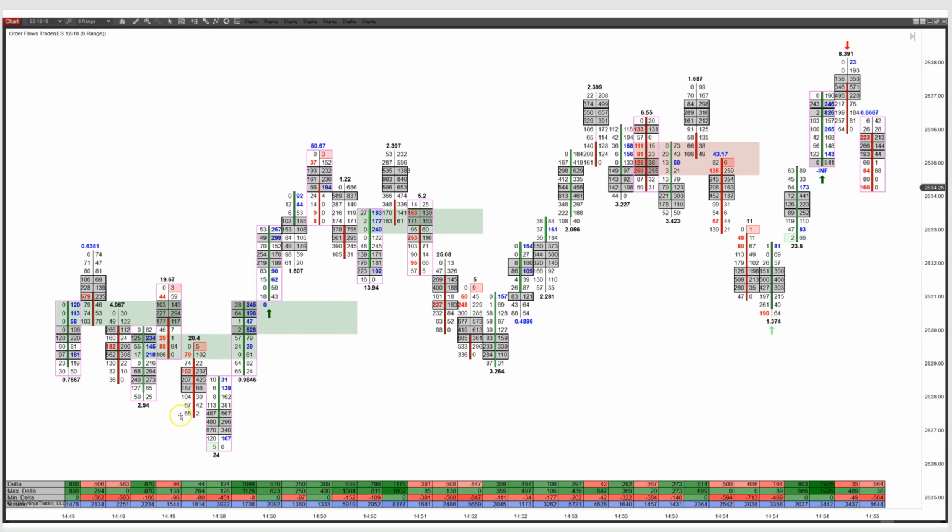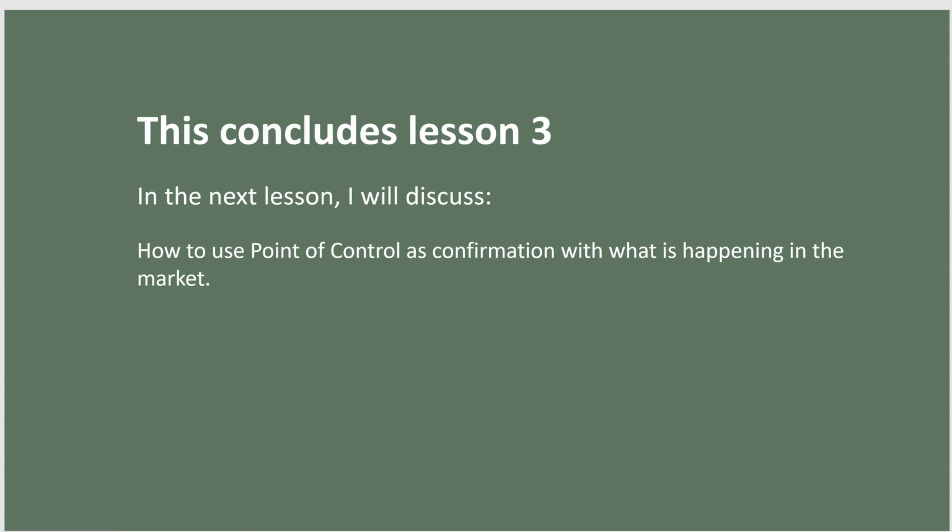To act on it. Not every bar is going to tell you something unique or special about the order flow. It's those bars that do tell you that give you the opportunity to make some good trades. So this concludes lesson number 3.